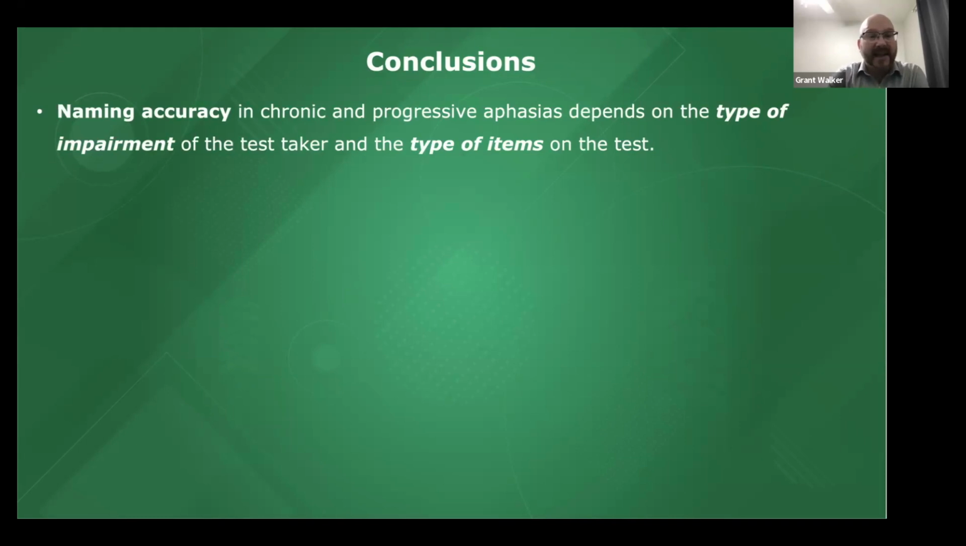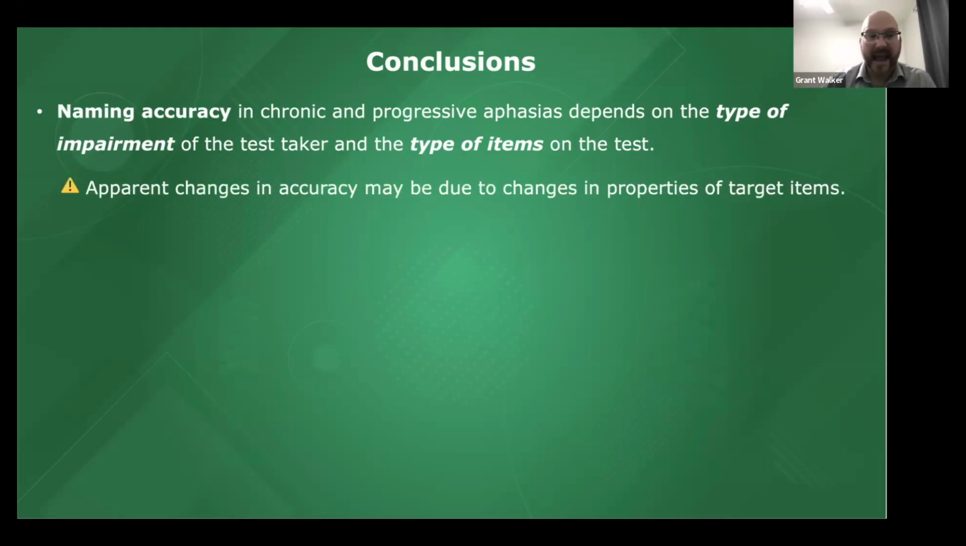So takeaways. Naming accuracy in chronic and progressive aphasias, just accuracy, depends on the type of impairment of the test taker and the type of items on the test. So we can't just say these items are hard and these items are easy. We need to consider the impairment of the test taker. And this is a sort of warning that apparent changes in accuracy can be due to changes in the property of the target items. Most of the time, 9 times out of 10, that unidimensional model will work just fine.